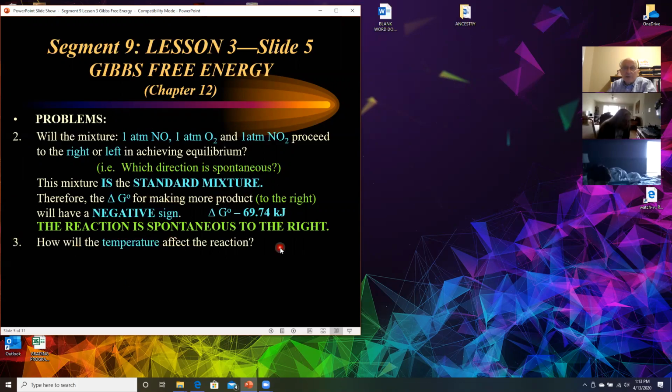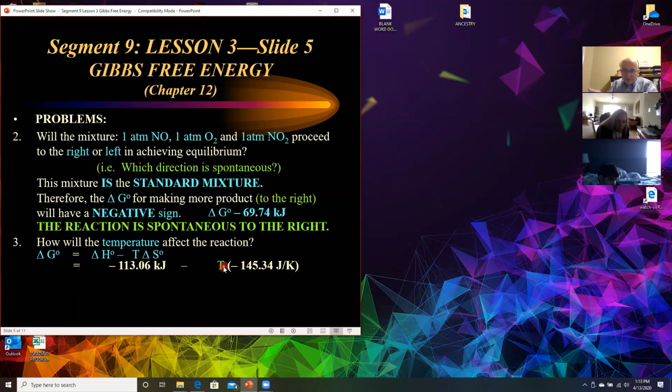How will the temperature affect this reaction? Well, let's look at it. There's delta G is delta H minus T delta S. So looking at my numbers, the delta H value is minus 113.06. I'm subtracting off T times a minus 145.3. Now that minus times that minus is going to be positive.